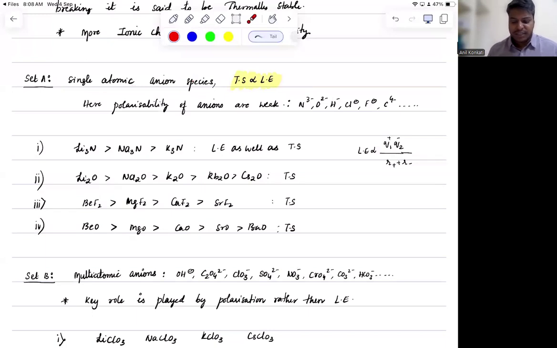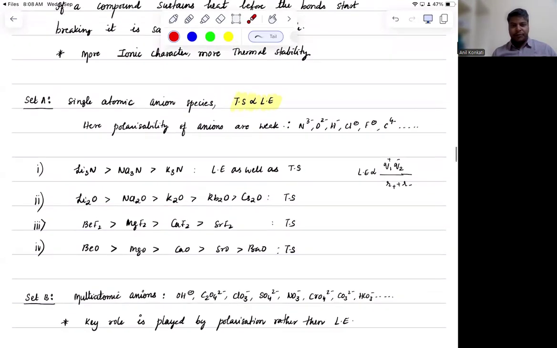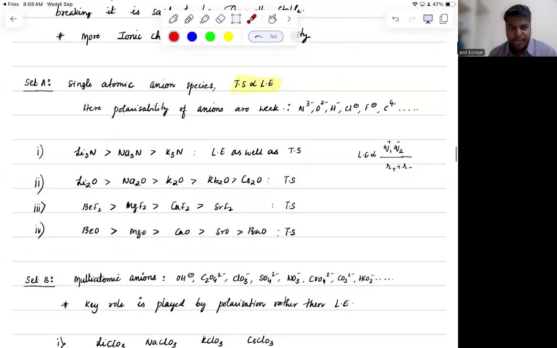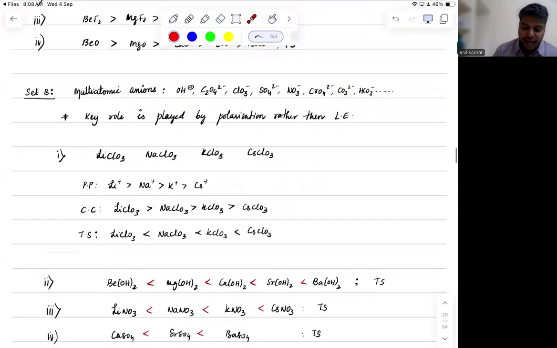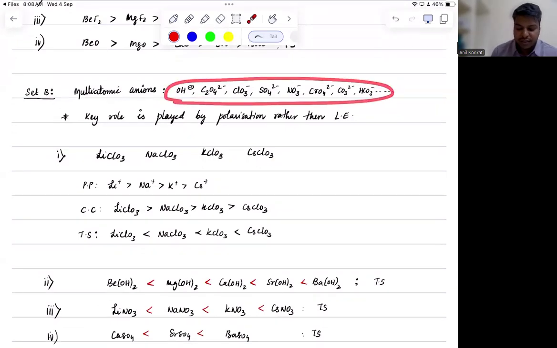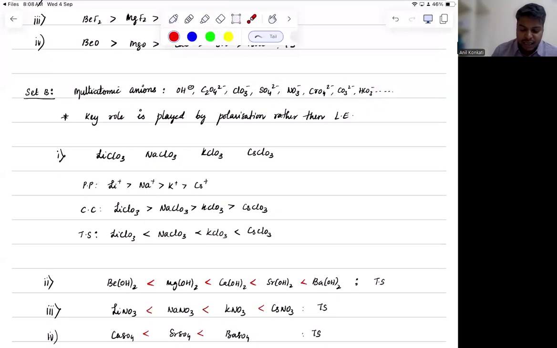For these cases, thermal stability is directly proportional to lattice energy. So you can see down the group lattice energy decreases, so thermal stability decreases. Down the group lattice energy decreases for oxides, so thermal stability decreases, and so on for all the cases. I hope this set is clear, everybody. Set 2 is multi-atomic anion. You can see these are all multi-atomic anions. In this case, if lattice energy decreases, then the thermal stability increases. It's exactly opposite.